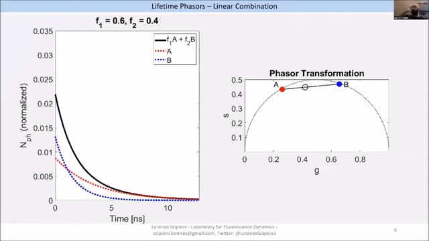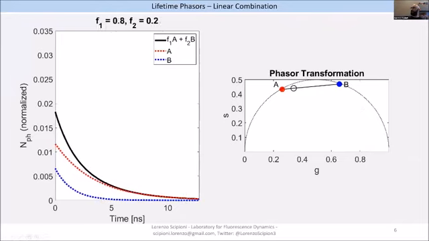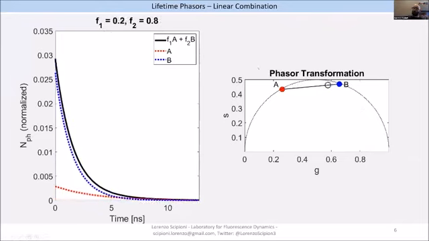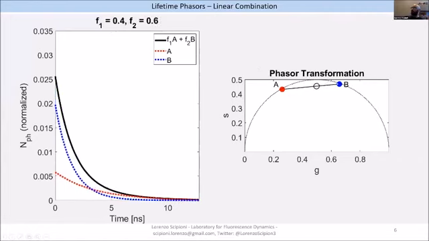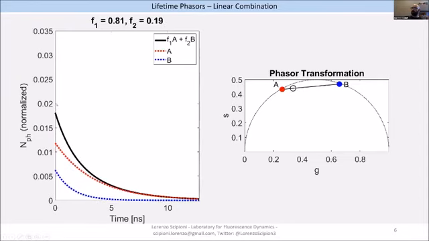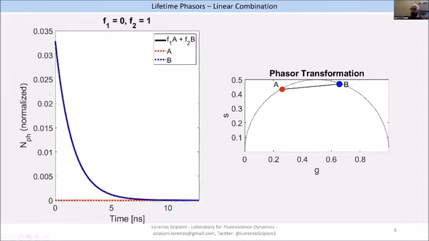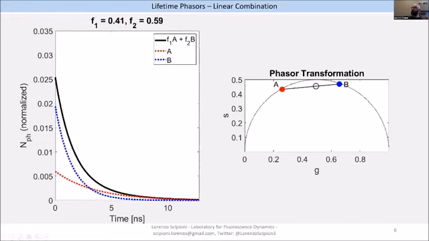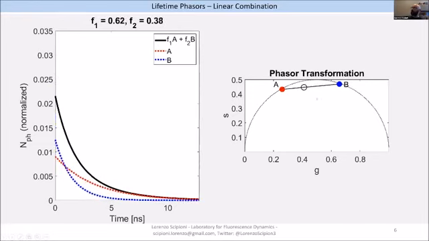When you have a combination of two lifetimes that has a phasor that is in A or in B, the phasor of their combination will be placed along the line connecting the two pure points. So the phasor position of the black curve will be somewhere along this line.